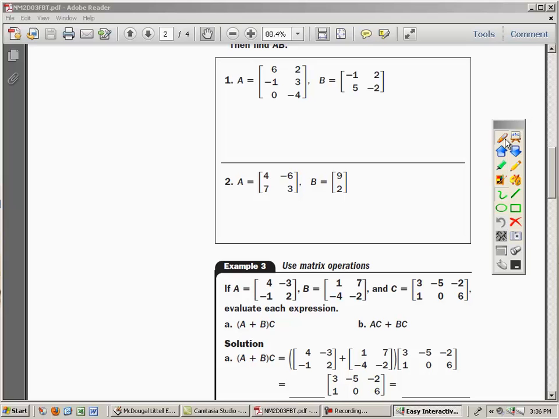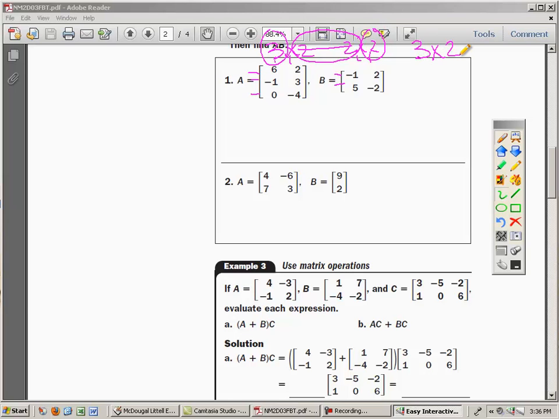All right, so for A, this is 3 rows by 2 columns. So this is a 3 by 2 matrix. This is 2 rows by 2 columns, and so that's a 2 by 2 matrix. And so the result then, since those 2 match, we can perform the multiplication. The result is going to be a 3 by 2.